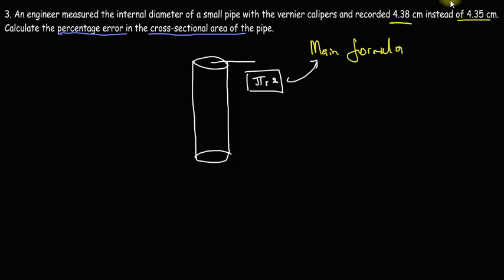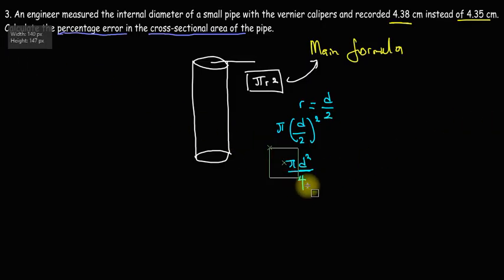Okay, so with this formula, but in our question we were given the diameter, not the radius, as we can see on this formula. So remember that radius is equal to diameter over 2. So we can transform this formula into that for diameter. So we are going to have pi times diameter squared over 4, and this is the new main formula.